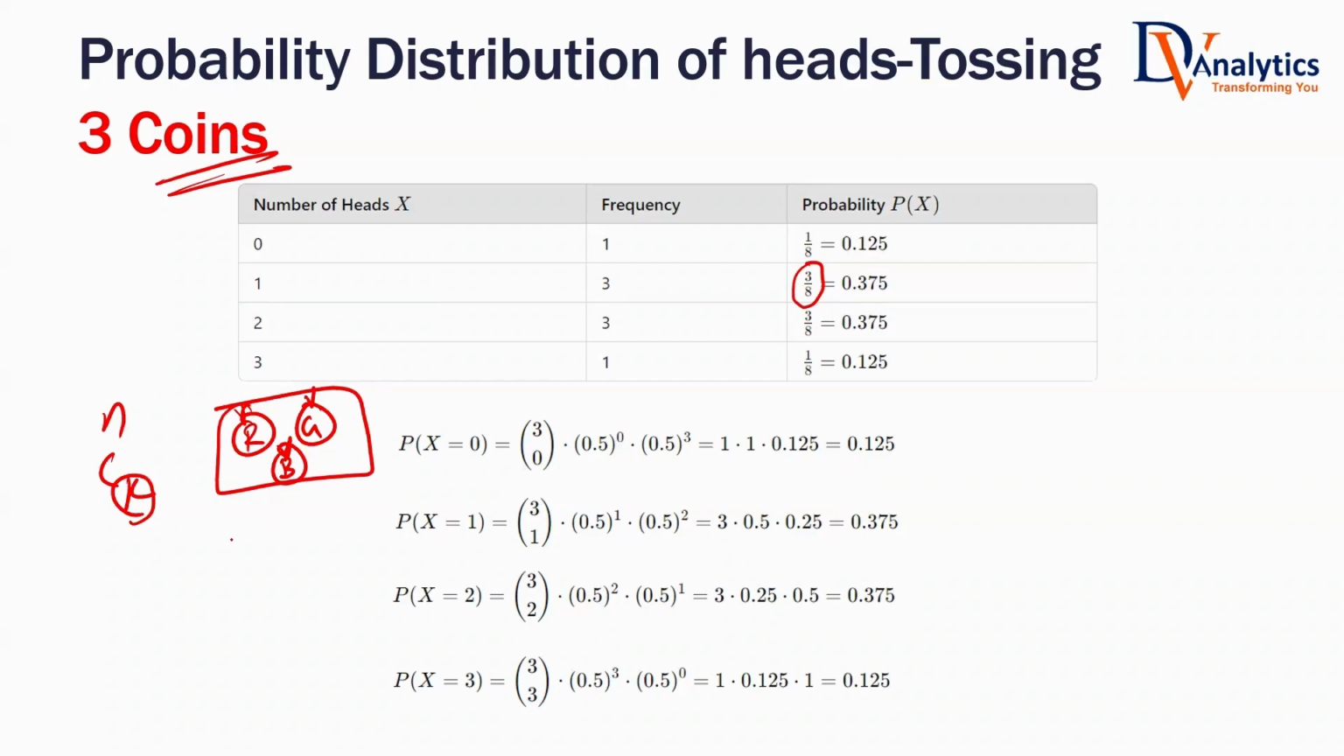If I ask you to pick 1 ball, in how many ways can you pick that? 3 choose 1. How many ways can you pick that? You can pick either the red ball, leaving these 2.